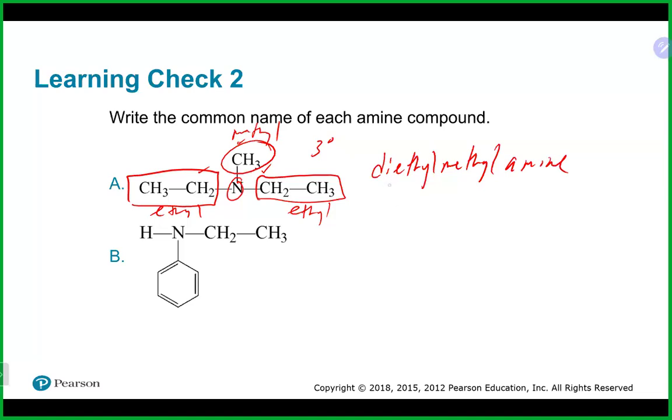Again, alphabetically here, we're going E versus M in terms of looking. Any questions on that one there?